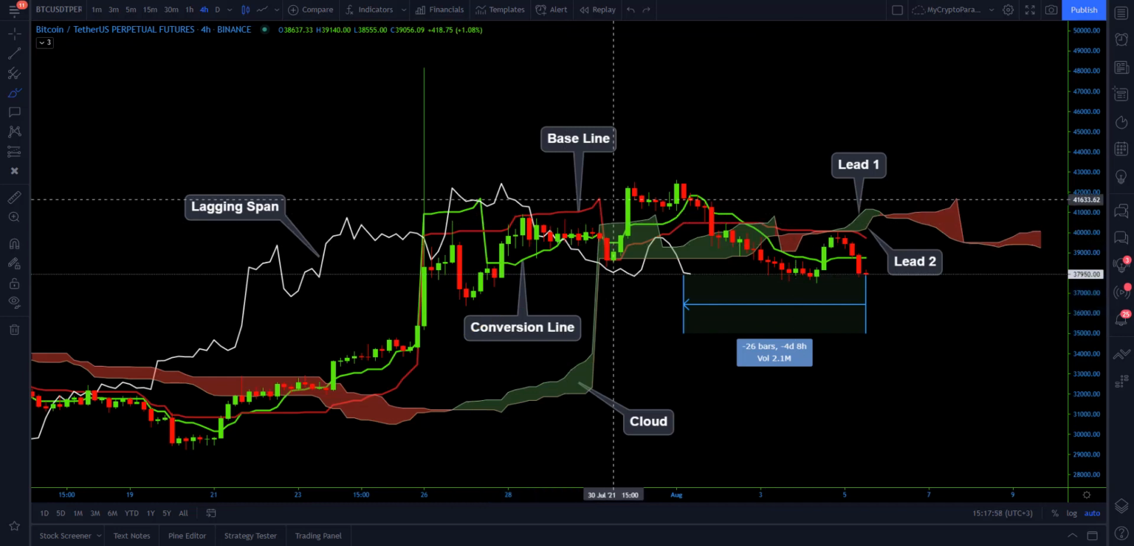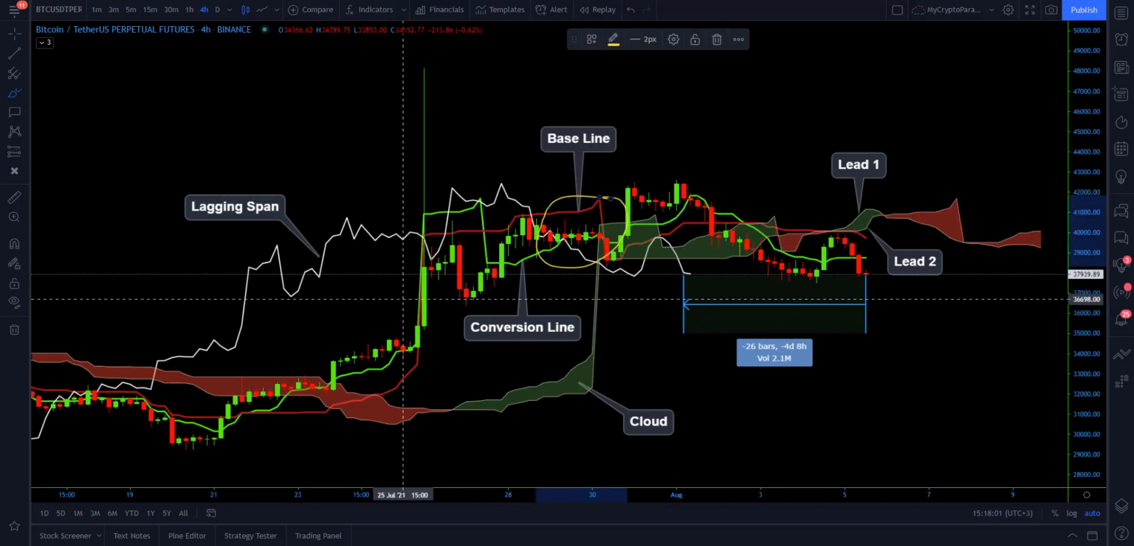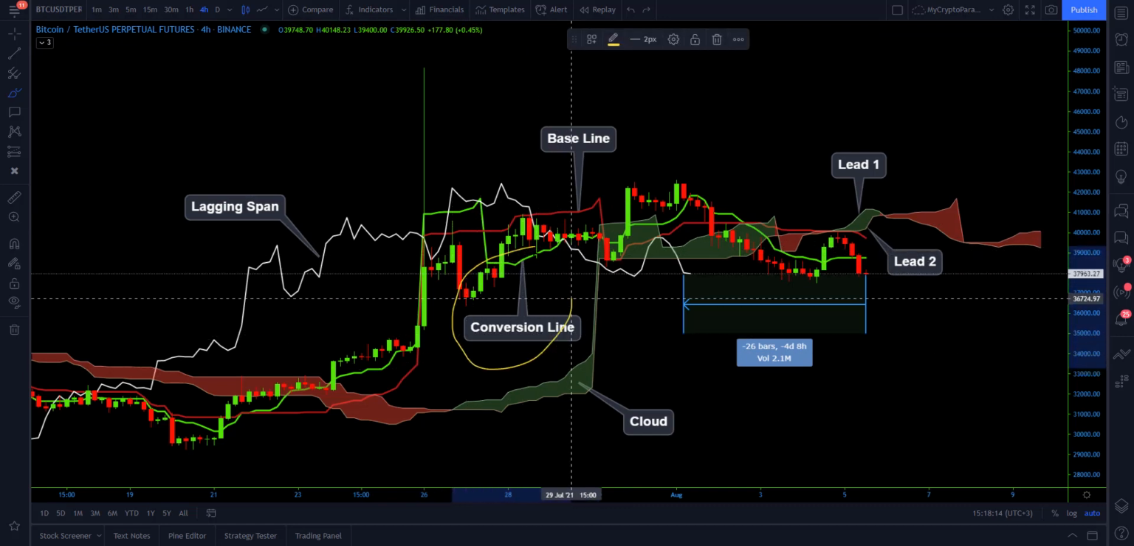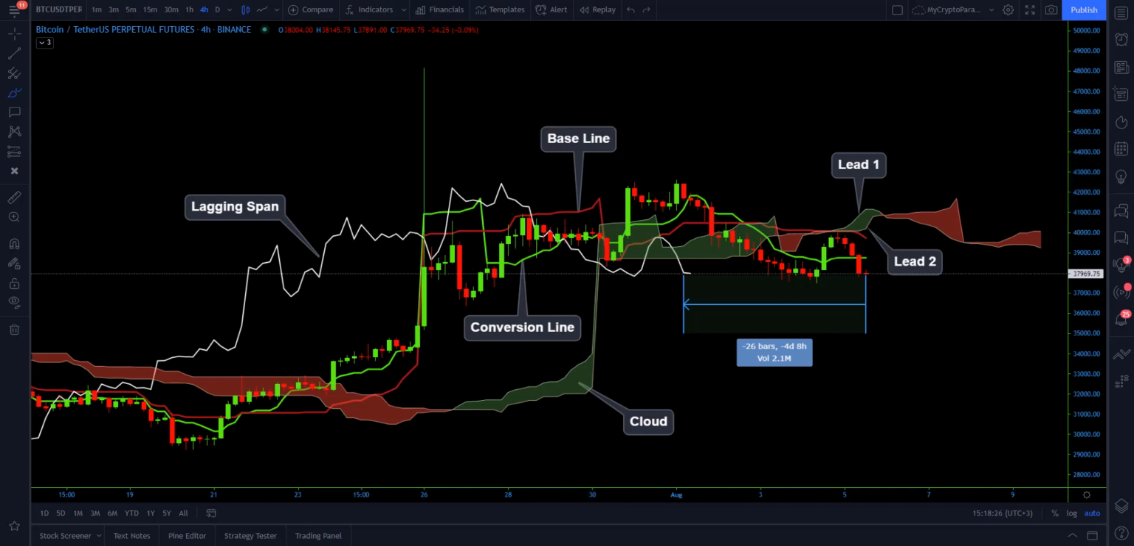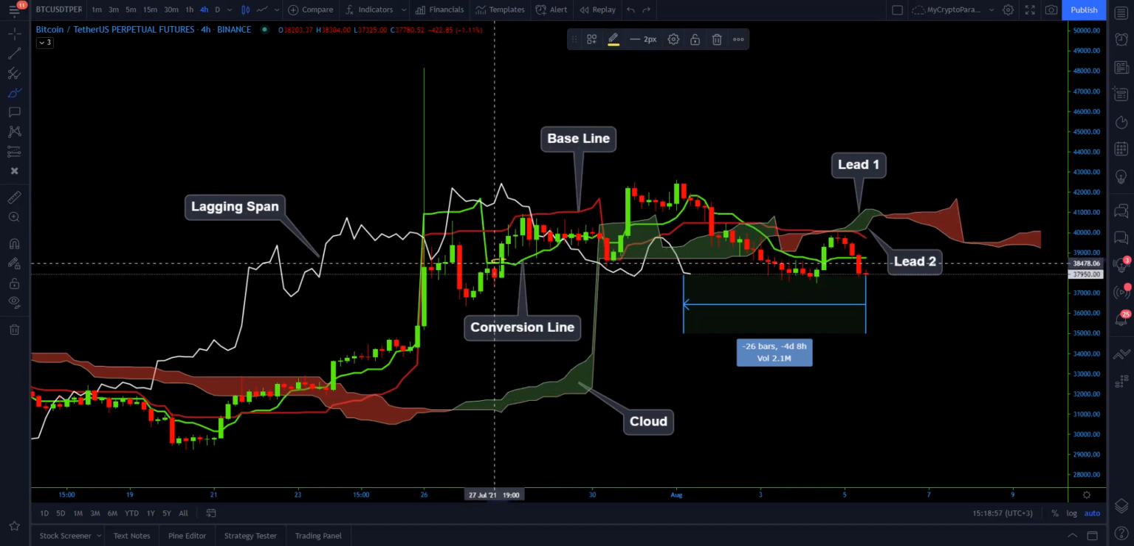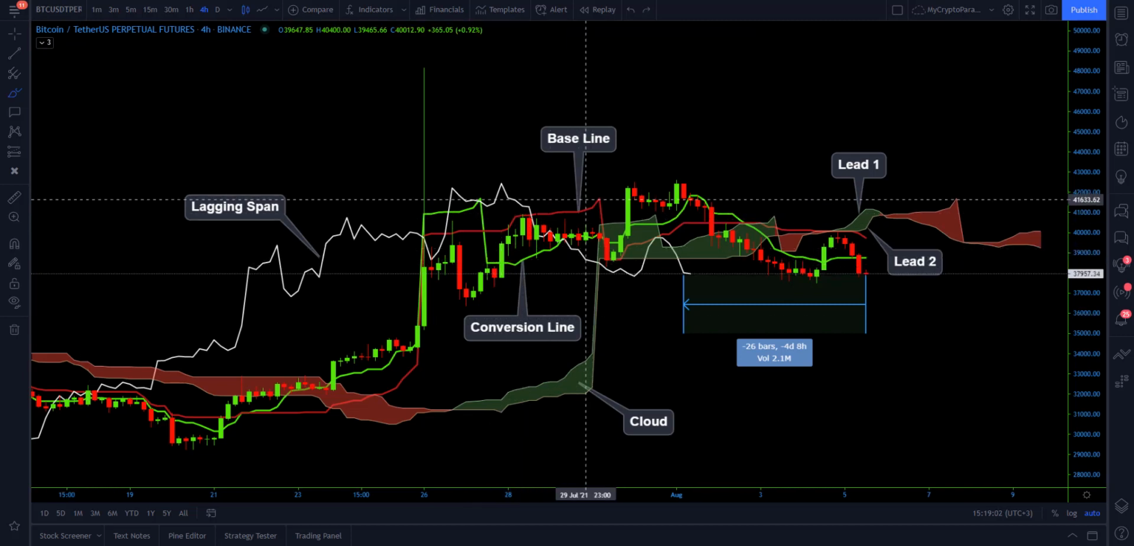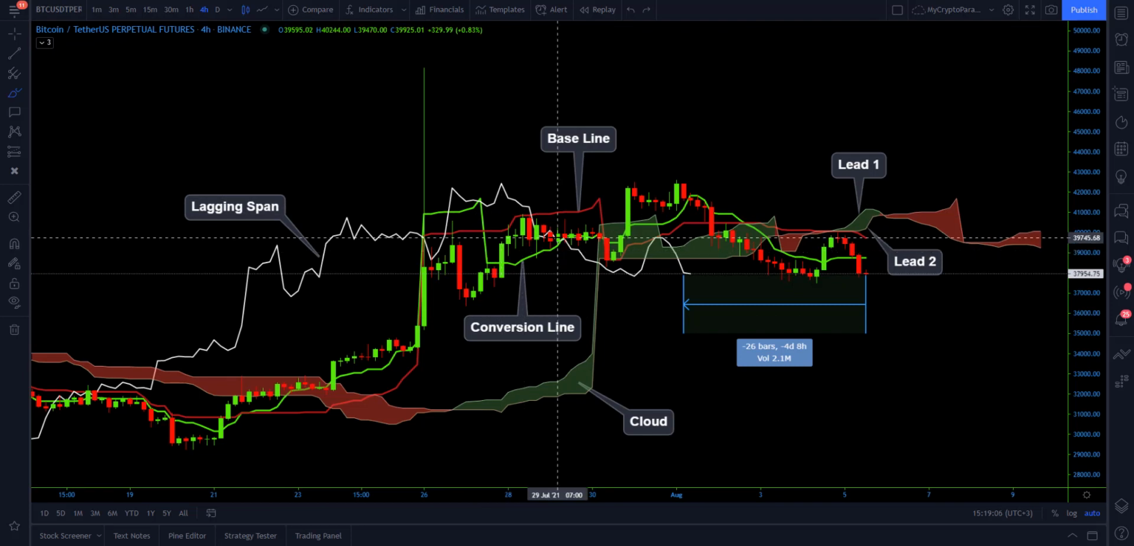As you can see, there is a green line and the red line. The green line is called the conversion line, while the red line is called the baseline. We would not go into the complicated formulas of these lines, but what they are is an average of an average. So these are moving averages which are based on the calculation of the average price of each candle. Obviously, they are different periods and they have different formulas than the regular moving averages.